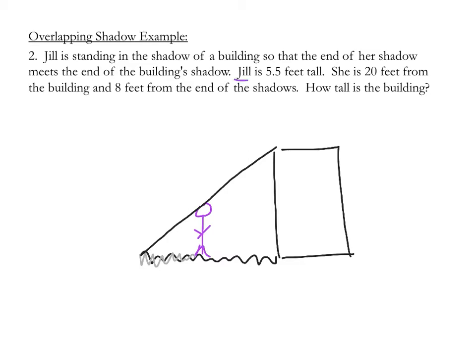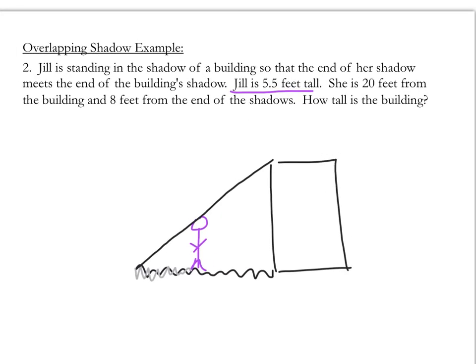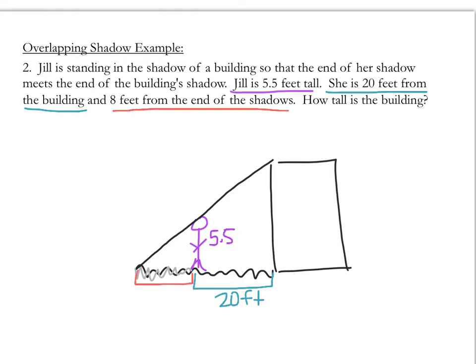So it says Jill is 5.5 feet tall. We can plug that in, 5.5 on Jill. She is 20 feet from the building. So from her back to the building is going to be 20 feet. And then it says she's also 8 feet from the end of the shadows. So from her to that tip at the end of the shadow, the tip of the triangle is going to be 8 feet.